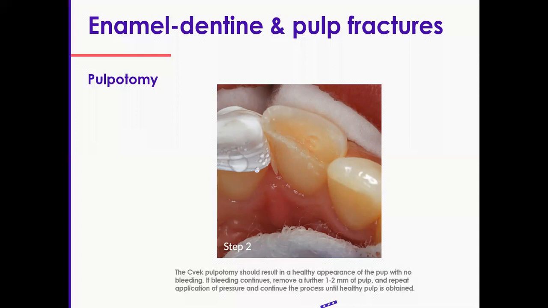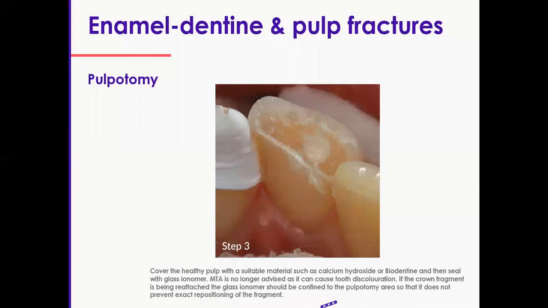But remember, the trauma, if it has just happened, you're seeing the patient almost immediately, the pulp should be okay. So you only need a millimeter or so here, for example, as the exposure is small. But anyway, if you see bleeding after a few seconds of compression, remove another 1 or 2 millimeters until you get to healthy, coagulating, non-bleeding pulp. Then cover the healthy pulp with either calcium hydroxide or bioceramics and seal with a glass ionomer.